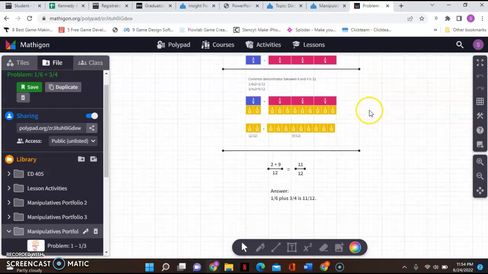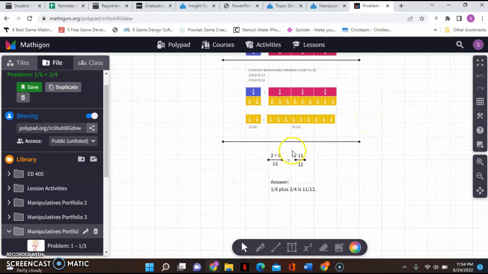And so here we have the original equation converted to 12ths, just to be clear. And so it is 2/12 plus 9/12. And so if we look down here, it is 2 plus 9, and that results in 11/12. And so the answer is 1/6 plus 3/4 is 11/12.